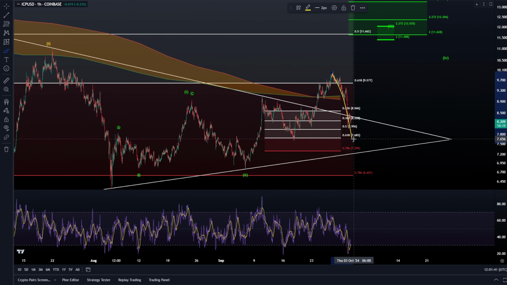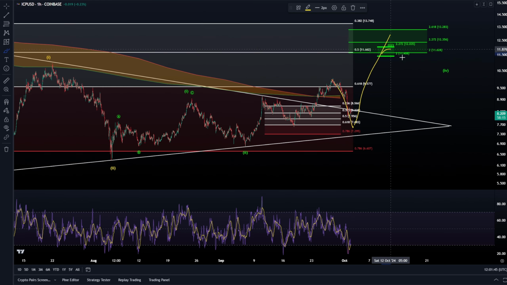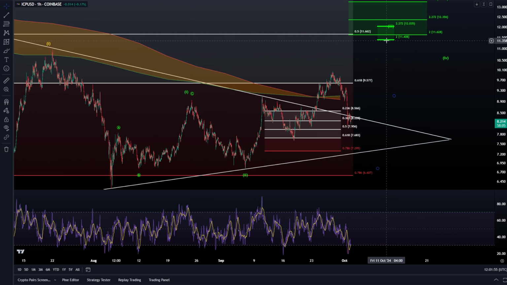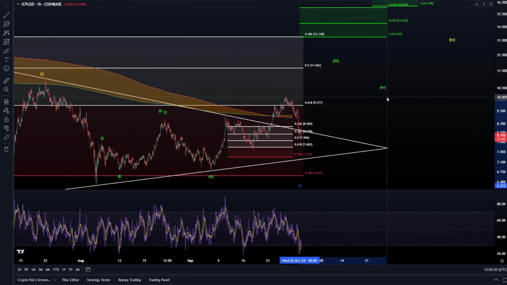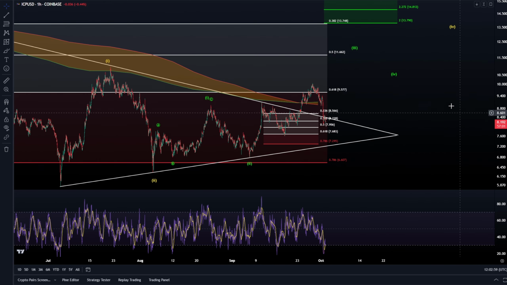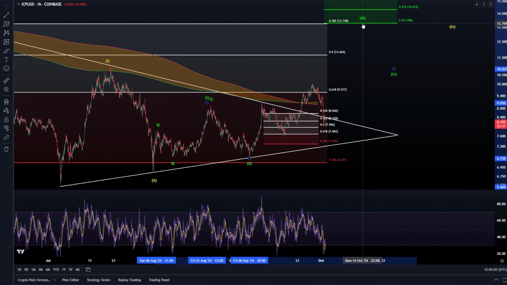After this B wave, we should get a C wave, and that should put us at least at the 200% extension right here, and that is at $11.40. Oh, I'm sorry, not this 200% extension. I'm gonna get rid of that. This 200% extension, and that is at $11.62. Hold on, this needs to be moved. So the correct level, I'm sorry for this, is $13.79 for the third wave right here.